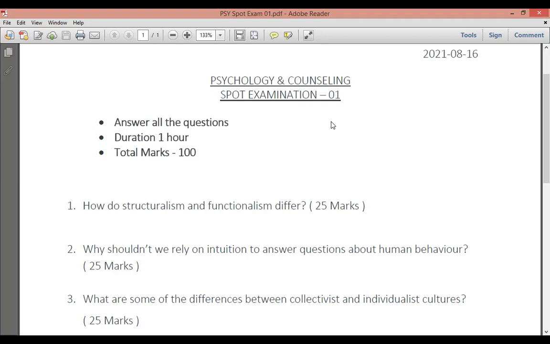Even if the question is, how do structuralism and functionalism differ? Some of my other students prepared a table and left it at that. That is actually not accepted at a level like this. When you're doing higher studies, you should not use the table method. You have to use explanation methods. For structuralism, you first write the topic, then explain what structuralism is, then write functionalism, and explain what functionalism is. You can write in point form. Then the examiner can easily mark your answers.